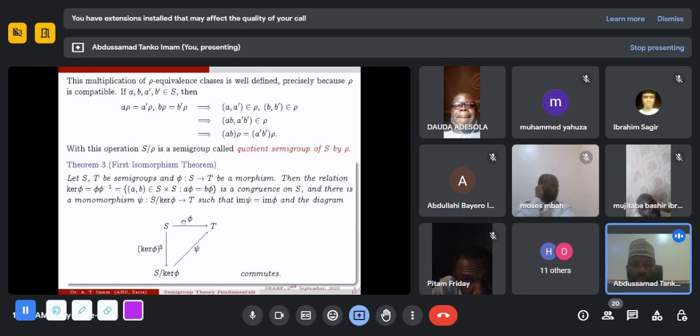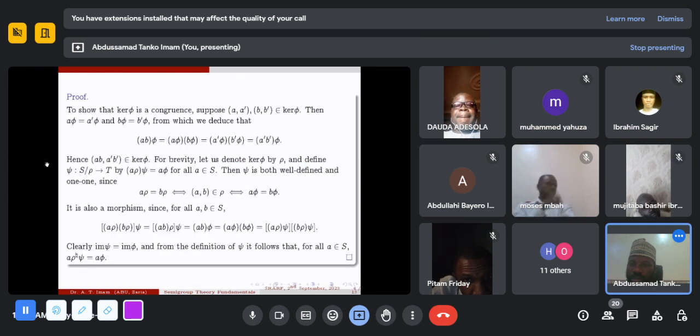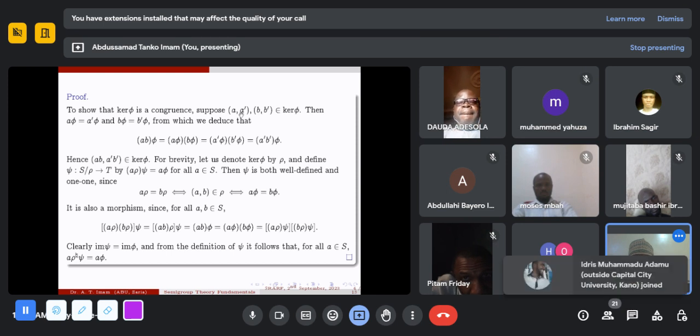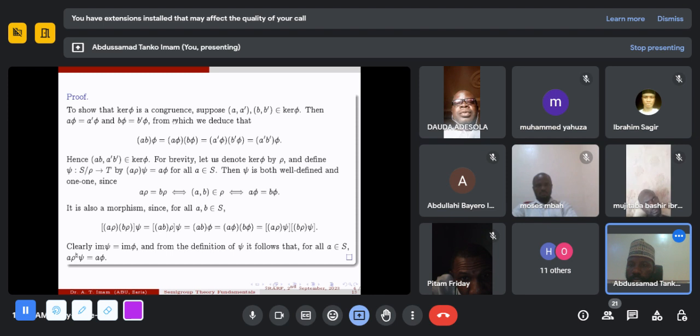And then the proof is actually similar to what we have learned in group theory. To show this is a congruence, first we show that the kernel is a congruence. To do that, you take two elements of the kernel. If A and A prime are elements of the kernel, it means they have the same image under phi. Likewise, B and B prime have the same image under phi. And so, since phi is a morphism, one can see that the image of the product is the product of the images. This is by the morphism property of phi.